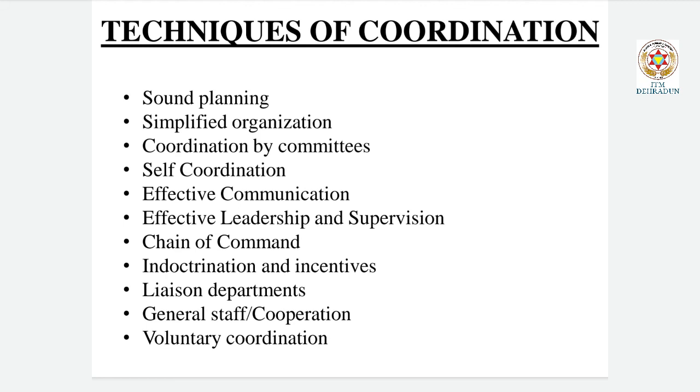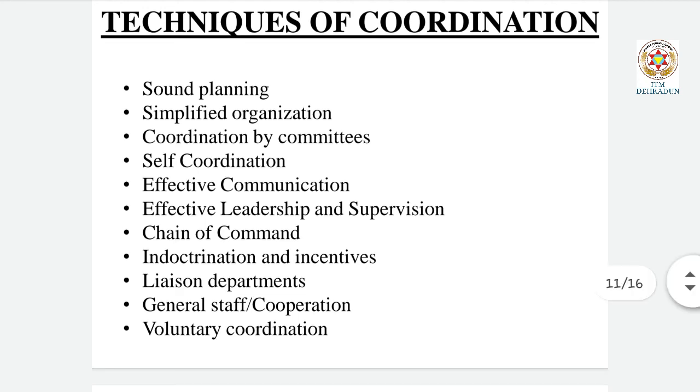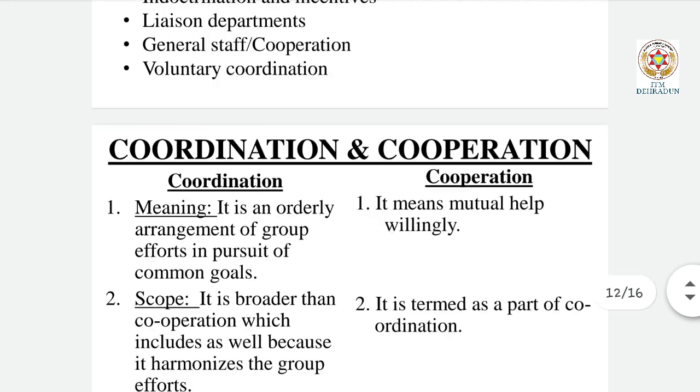Liaison departments: liaison officers may be employed where frequent contact with different organizational units is necessary. Then the general staff is very helpful in achieving interdepartmental or horizontal coordination. The last one is voluntary coordination, which is possible in a climate of dedication and mutual cooperation.